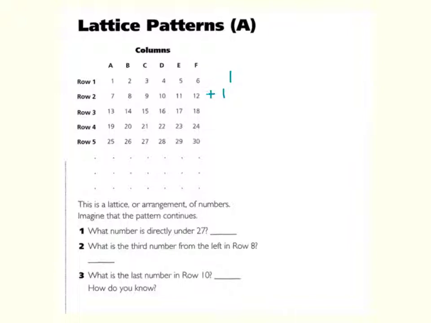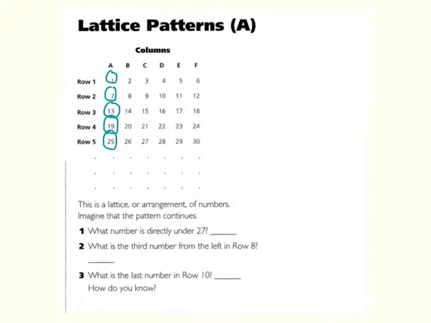If we then look at the columns going down and find a pattern within those, let's first look at column A, which starts with 1. The next number is 7, which is plus 6. 7 plus 6 is 13. 13 plus 6 is 19, and 19 plus 6 is 25.